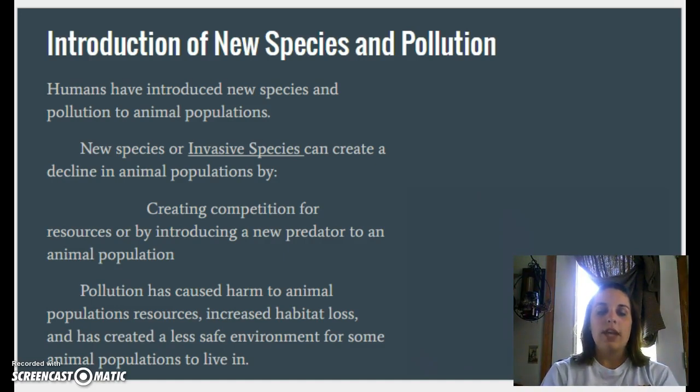Pollution has caused harm to animal population resources, increased habitat loss, and has created a less safe environment for some animal populations to live in. I know sometimes a lot of the commercials will show how different plastics float up along shore and water and ruin habitats for ocean animals, or if you have the six-pack pop bottle rings, the little plastic rings can get stuck around animals' necks and it could be dangerous for them. So pollution has caused a decline in the animal population as well.